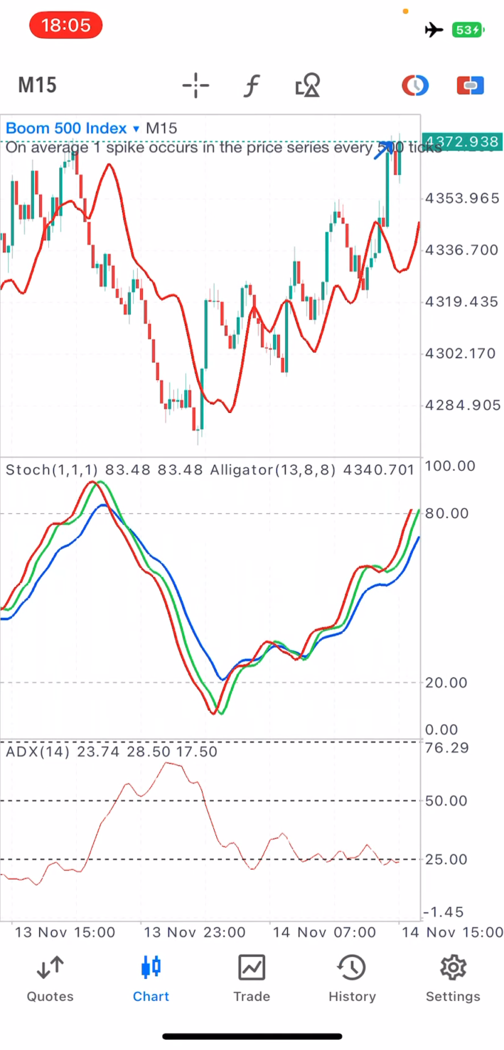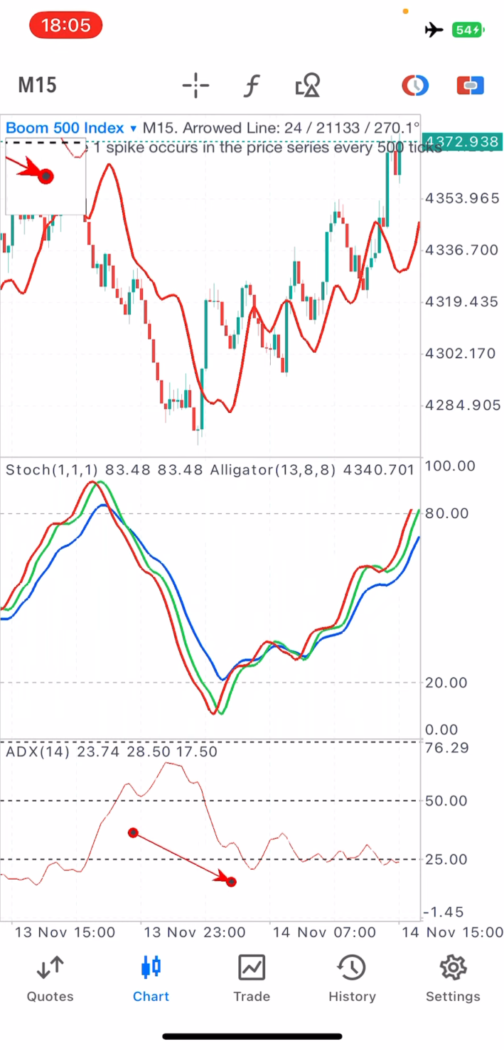For Boom, like we are in Boom 500 right now, you're going to need this red line on our ADX to be below 50 and very close to level 25. So the first thing is it should be below 50 and very close to level 25. So it can be anywhere within this region, right?